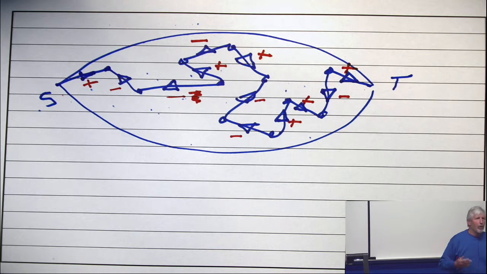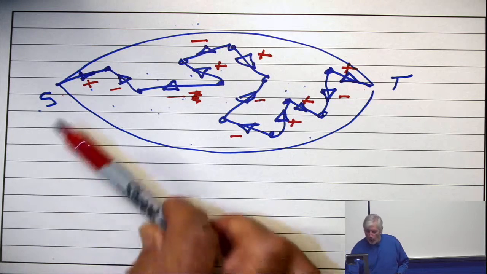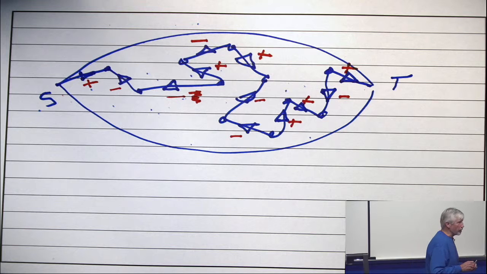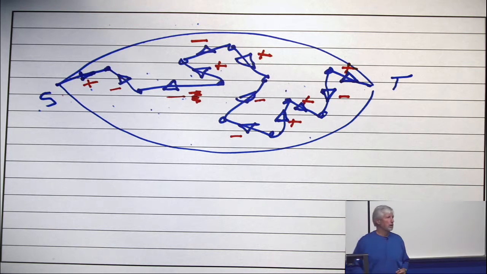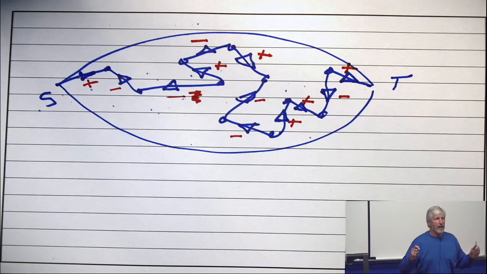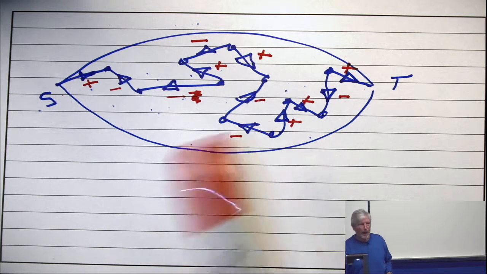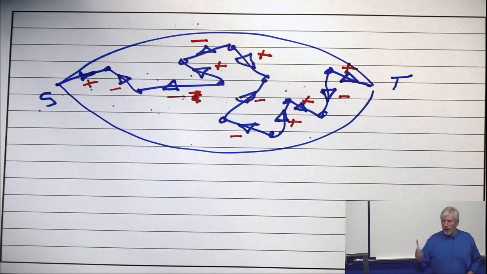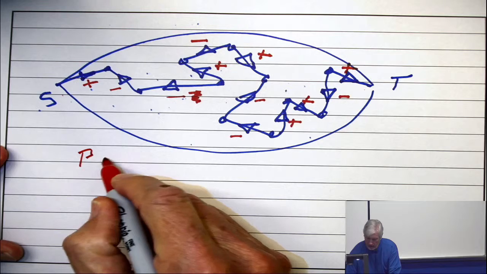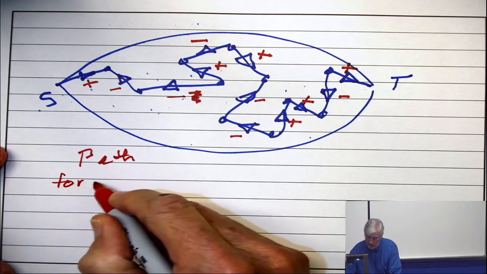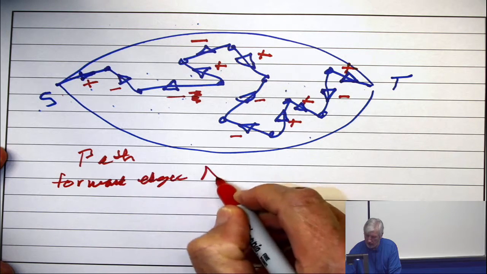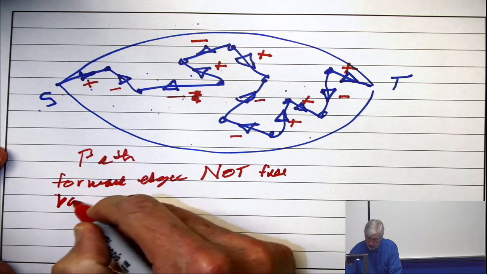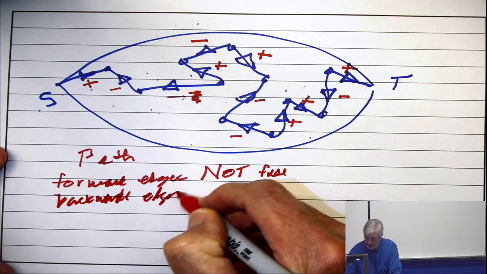Now, what amount? And what conditions do I need? So as I'm walking on this path, some of the edges are walked on in the forward direction. What condition do I need for them? They can't be full because I'm going to increase. If they're full, I can't increase. What condition do I need on the backward edges? They can't be empty. So an augmenting path is just a path with this additional property. The forward edges are not full, and the backwards edges are not empty.